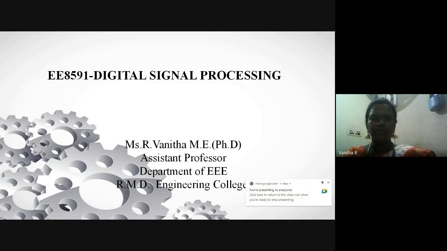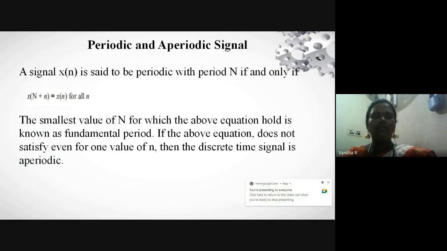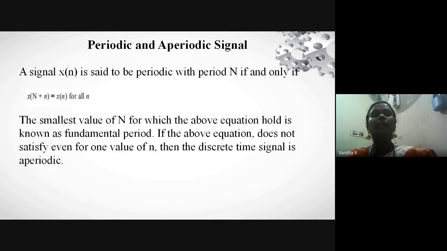Now we are going to discuss some of the concepts in digital signal processing. In today's session, we are going to discuss the periodic and aperiodic signal.